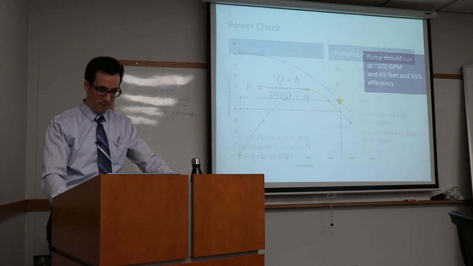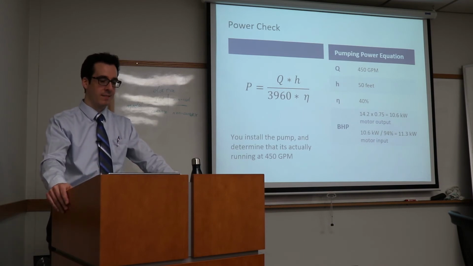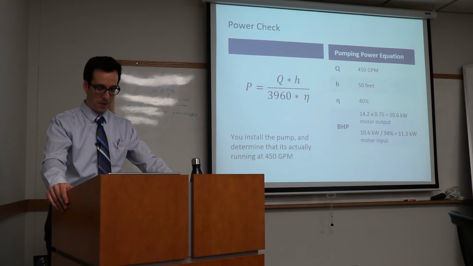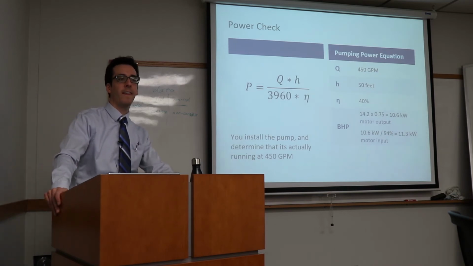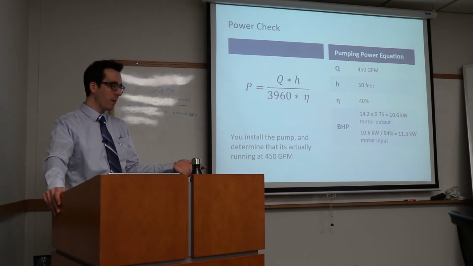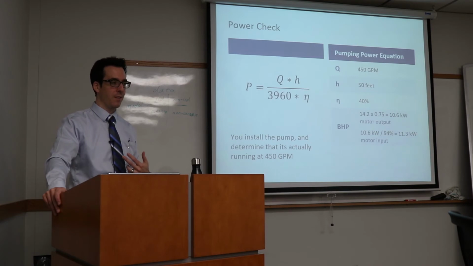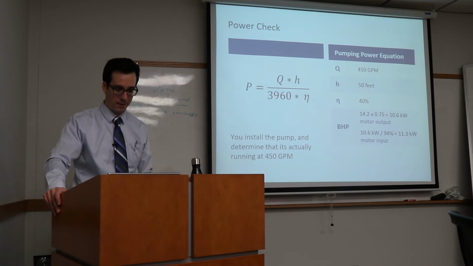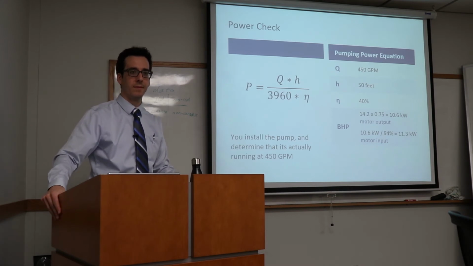And so go ahead and compute, well, it's shown here, 14 horsepower times 0.75. Now we have 10.6 kilowatts. What did we have before? 8.9. So we're getting more flow, but we're also using more power, right? Because we have 40% efficiency instead of 54. That's the big difference.